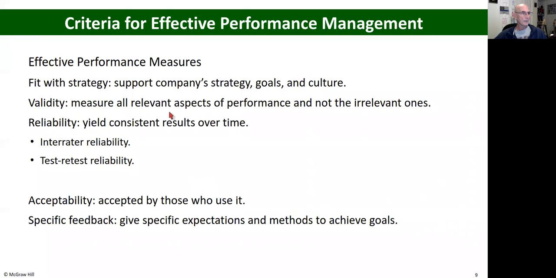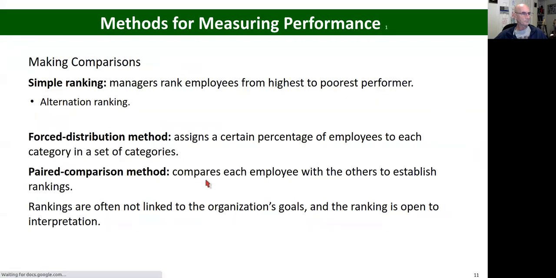Now, you need to make sure that you have performance measures of some kind that are valid and reliable. Okay, they're valid. In other words, it's measuring what it's supposed to measure, and then it has to be reliable. In other words, you get the same thing over and over again. You need to make sure that it also fits with the strategy of the organization, and it is acceptable. In other words, people can understand what the process is and what it is that they're trying to do.